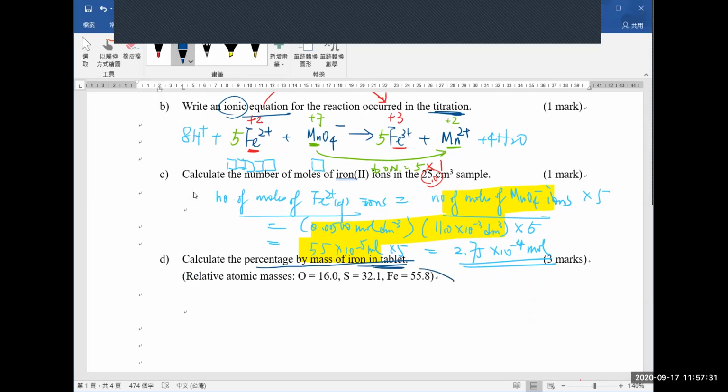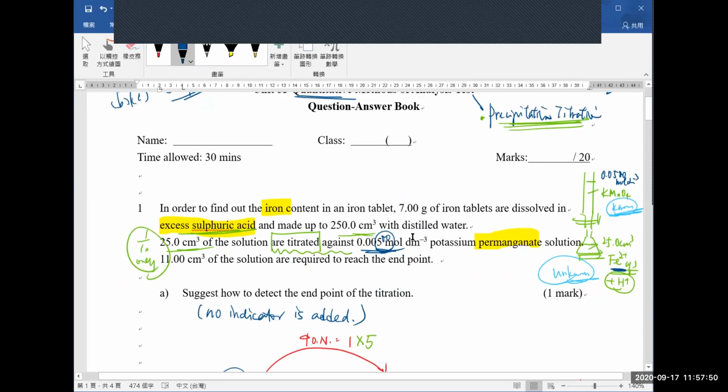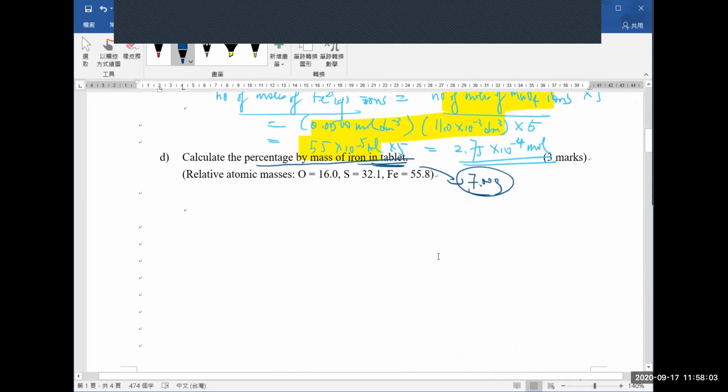In the tablet, how many grams of tablet have been added? It is 7.00 gram. Okay, you start from this. And then what's next? You are going to multiply the mole by the molar mass. Mole times molar mass directly, right? This 2.75 times 10 to the power minus 4 mole, and then times molar mass. Molar mass of what? Iron. Is it iron?